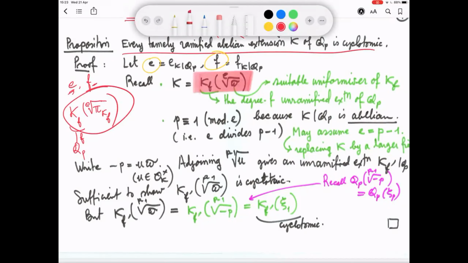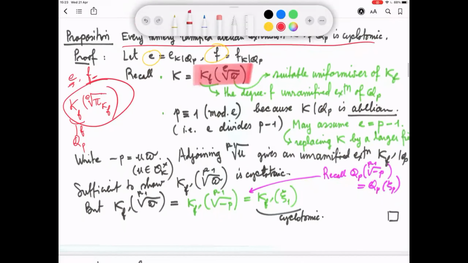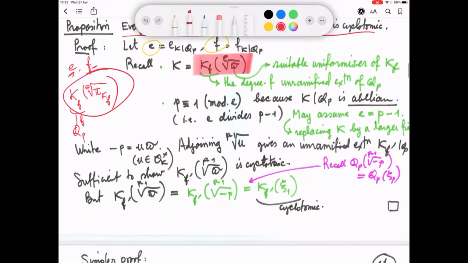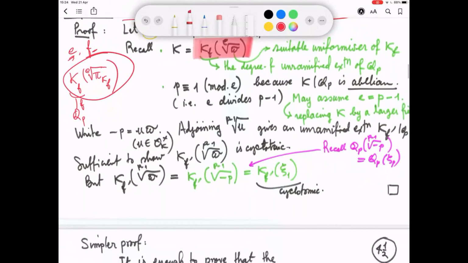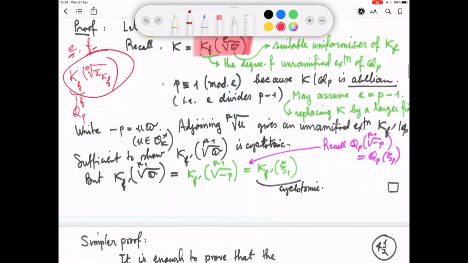Let's write it this way. This given extension K is abelian. So that forces a certain number of things. That forces that e divides p minus 1, because K over Qp is abelian. So you have to go back to your notes about the parametrization of tamely ramified extensions.